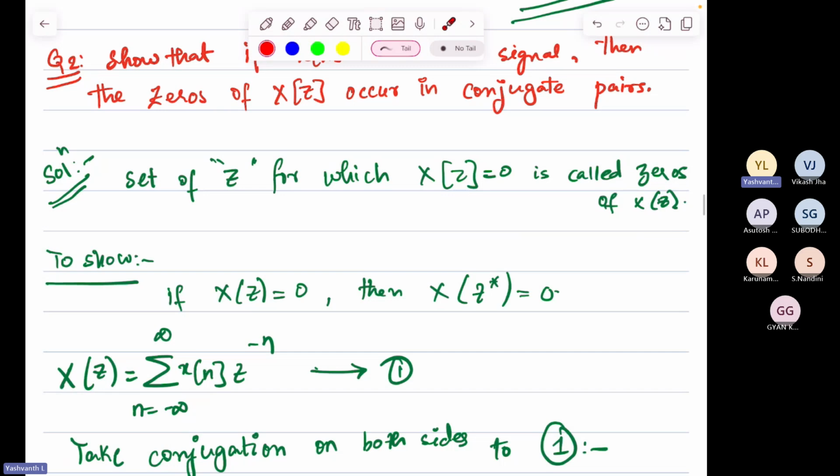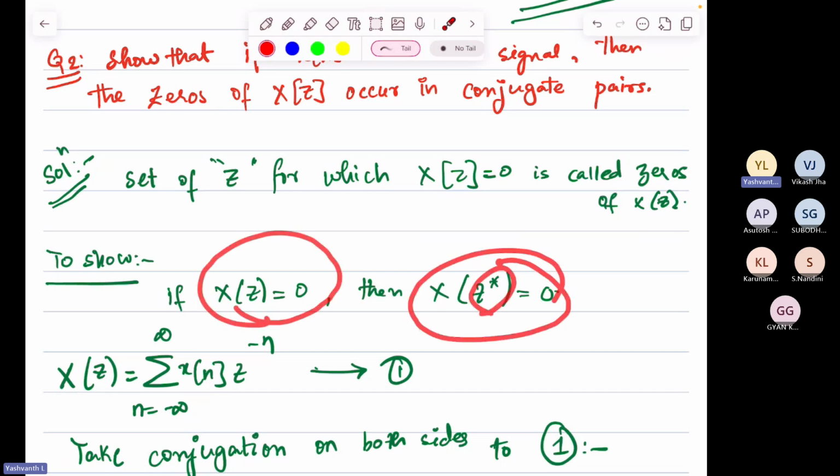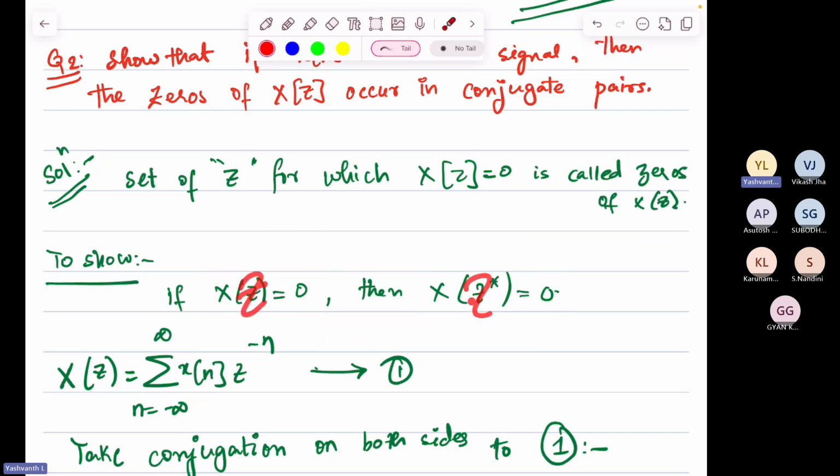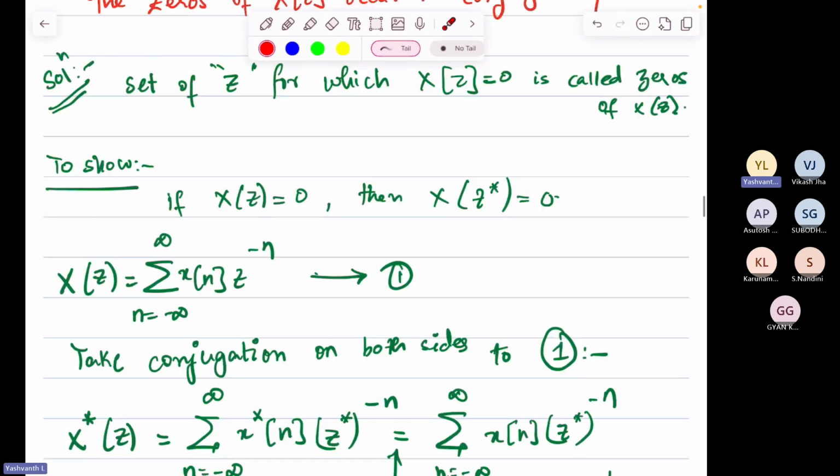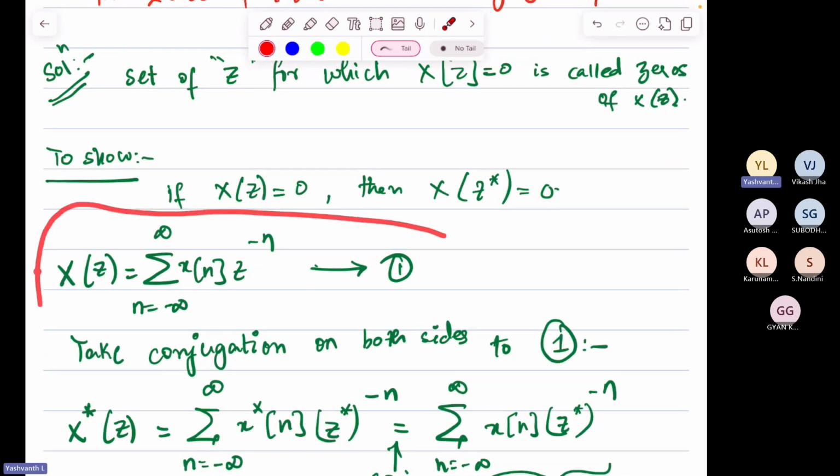Now what we need to show, we need to show that if x of z is equal to 0, then x of z conjugate is also equal to 0. That is the meaning of saying that the zeros occur in conjugate pairs. That is, if z is a 0, then z conjugate is also a 0. How to do this? We'll see it. So first, as usual, write down the definition of z transform. X of z equal to sum from minus infinity to plus infinity, x of n, z power minus n.